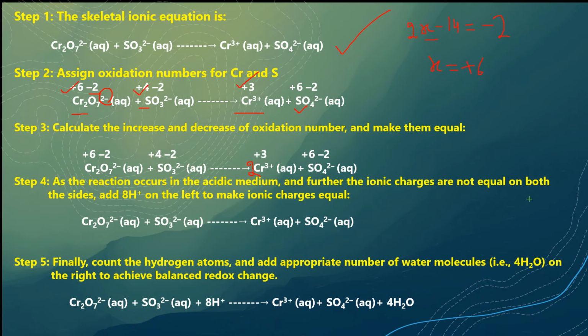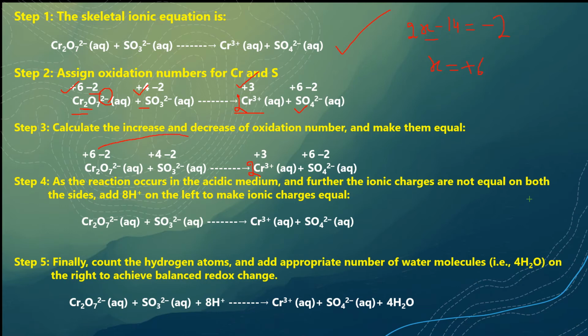For sulfur, I can see +4 to +6, but on both the sides there is 1 sulfur, so that's fine. I don't need to write any number just before that entity in the reaction, but here for Cr, I need to write 2. Why? I just told you that if you observe there is a change in oxidation state, +6 to +3 it is going. So I need to make them equal. I have 2 Cr here, so I'll make it 2 Cr3 plus. Now let us see the change in oxidation number.